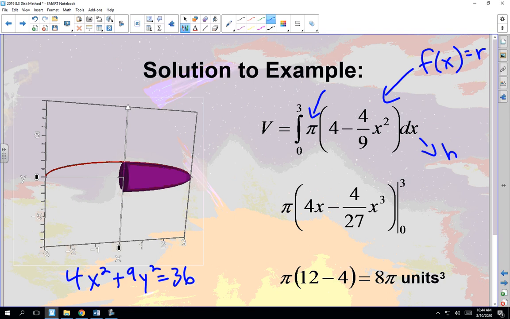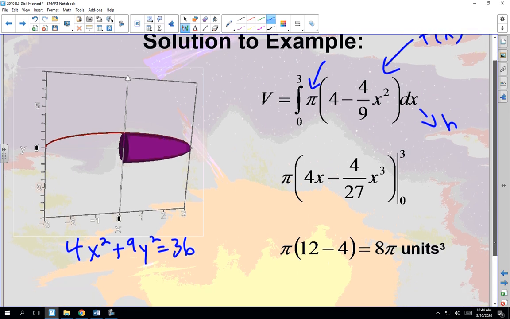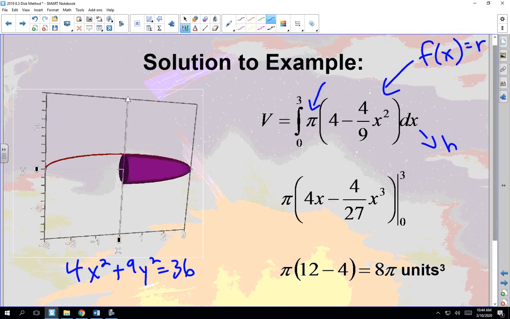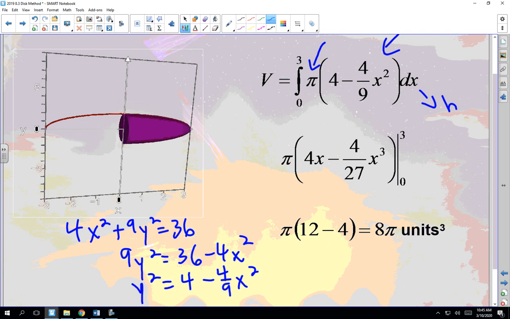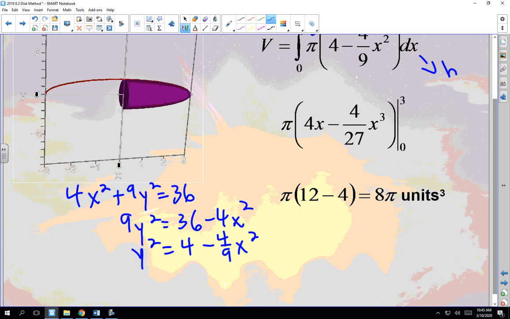Why don't you root the whole thing? I'll show you. So this, when we solve it, is going to have a square root symbol over it. So this thing's already been squared. Let me finish this. So we have 9y squared equals 36 minus 4x squared. Divide through by 9. So y squared equals 4 minus 4/9 x squared. Squaring it, so it cancels. So what they did is they took y equals just the positive square root of 4 minus 4/9 x squared.